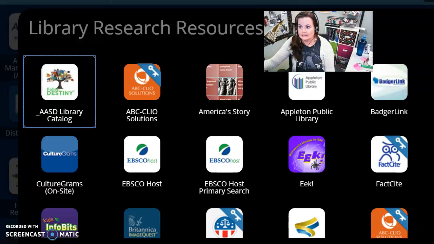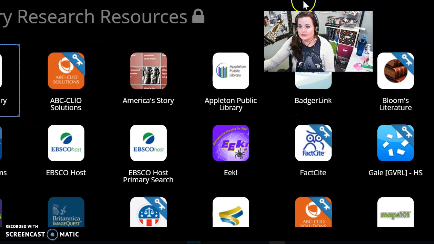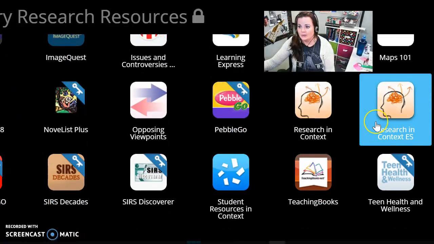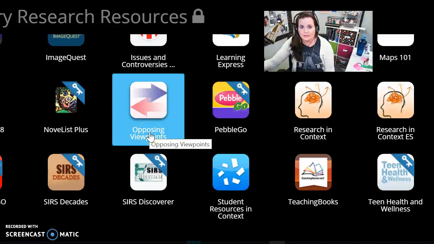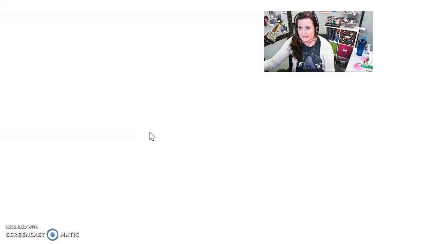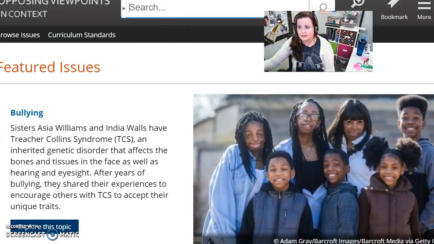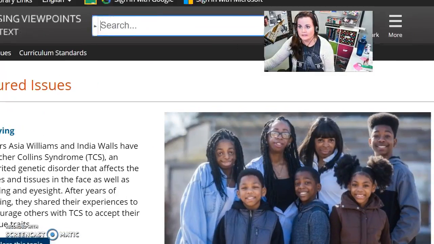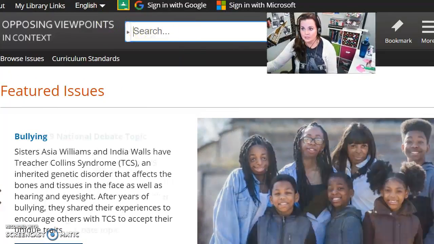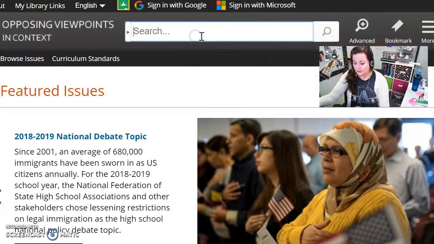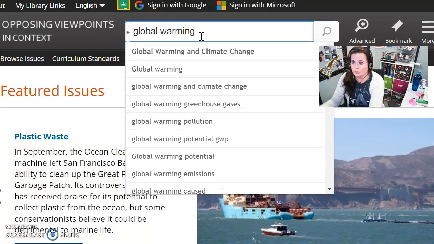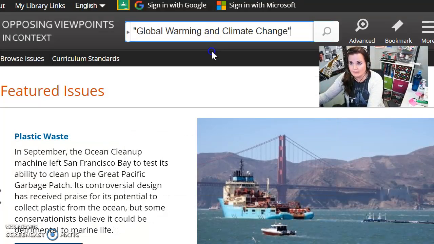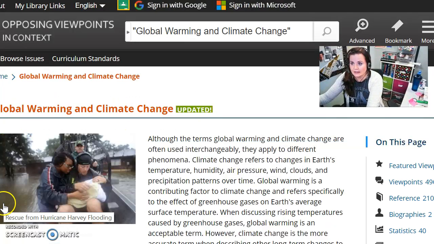When you get to this, you'll see lots of different resources, and one that's a really good one to use is this one that says Opposing Viewpoints. And it's a good one because it does provide you with viewpoints on both sides of controversial issues. So here I'm going to put global warming. I may also put global climate change. It actually defaults to global warming and climate change, so I'm going to use that.